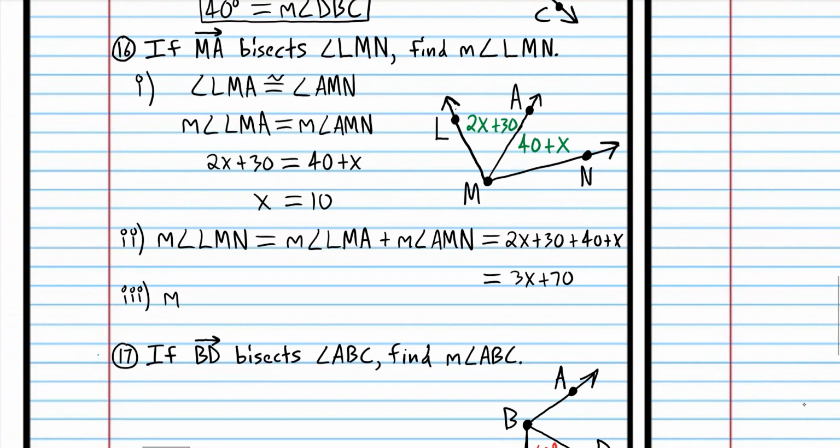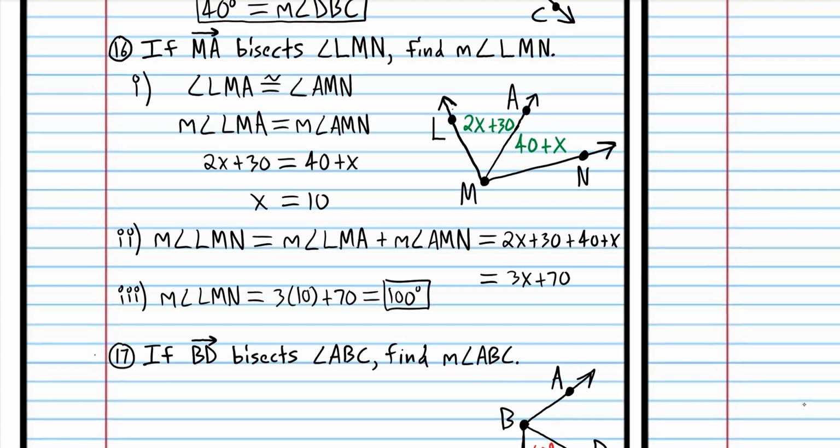So now we go on to step 3. That's where we actually find the measure of angle LMN by plugging in 10 to this expression over here. And we get 100 degrees.